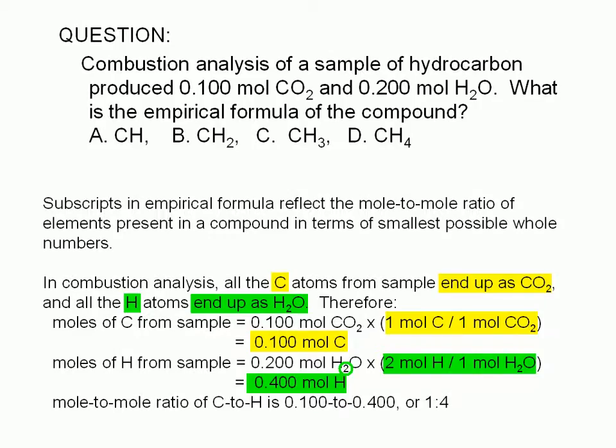Therefore, the mole-to-mole ratio of carbon to hydrogen is 1 to 4. The correct answer is then D. The empirical formula is CH4. Note, in a typical combustion analysis, the amounts of carbon dioxide and water are measured in grams, so we'll need to first convert the measured amounts from grams to moles.